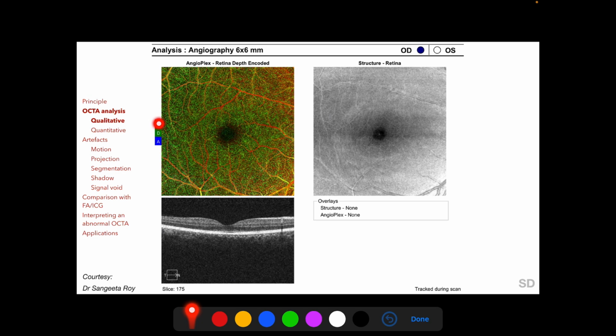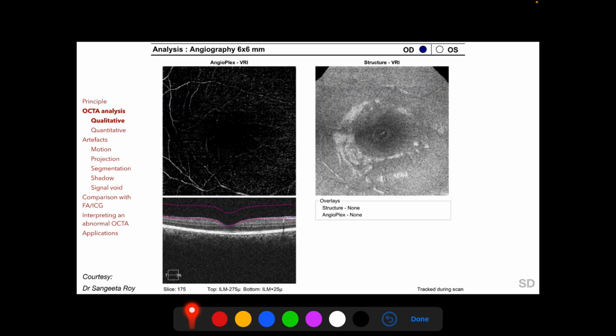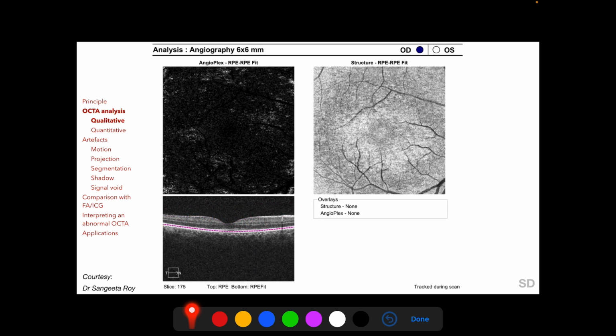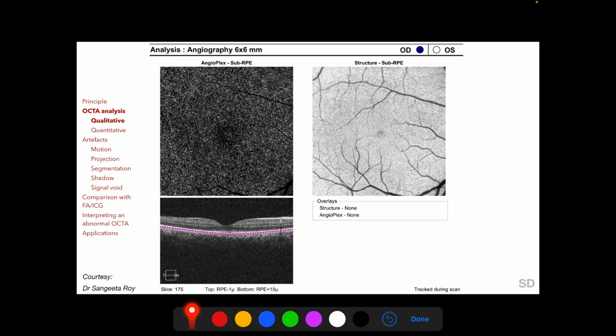The superficial vessels are marked in red, the deeper vessels are marked in green, and blue represents the avascular outer retina. The retina can also be segmented at other levels, and this is the segmentation for the vitreoretinal interface. This is the segmentation for RPE and RPE fit, RPE fit representing the Bruch's membrane. This is the sub-RPE segmentation.